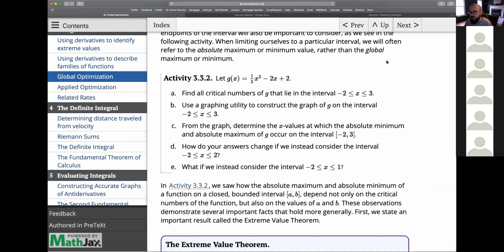Okay, so everybody's really quiet. I did some work over here. Any questions so far? What did we find for A? The critical numbers in that interval? You take the first derivative and set it equal to 0, right? I got plus or minus the square root of 2. Square root of 2/3.